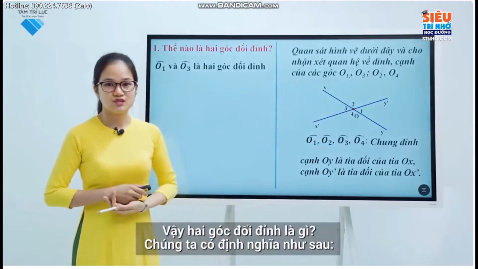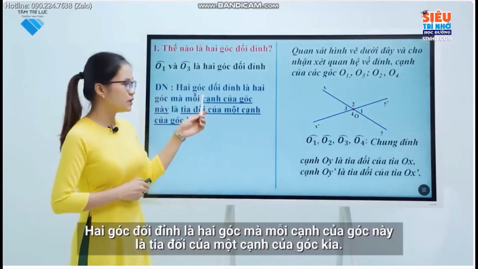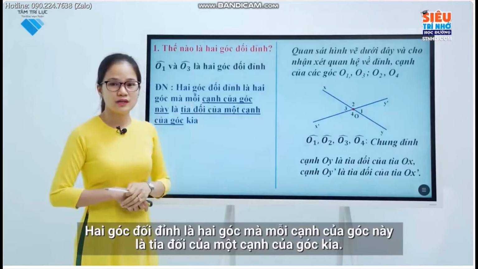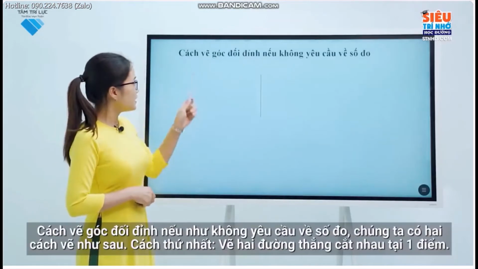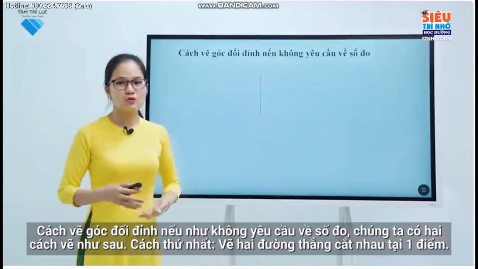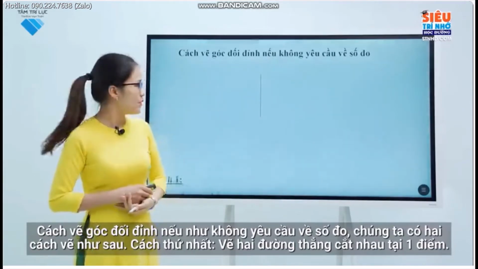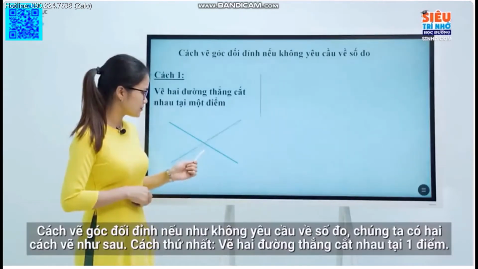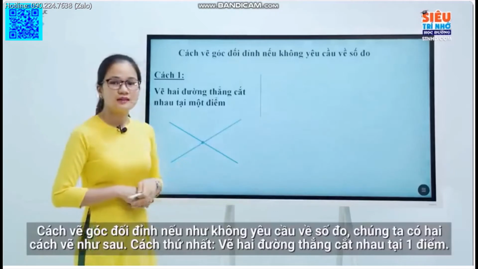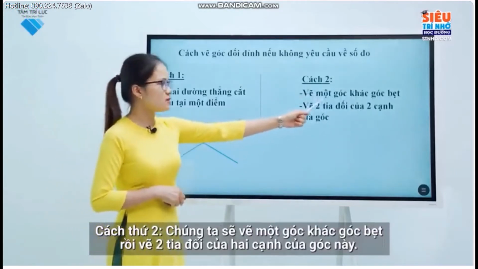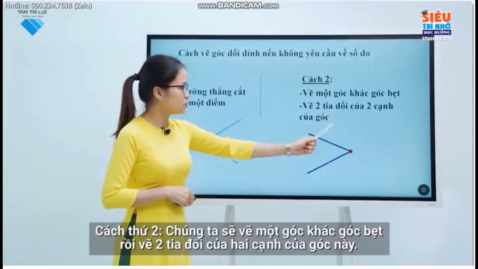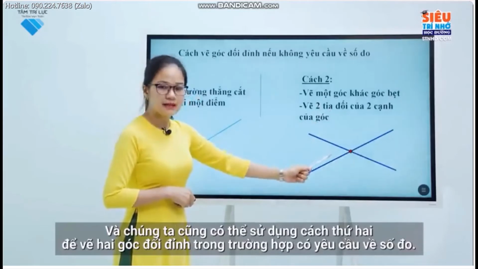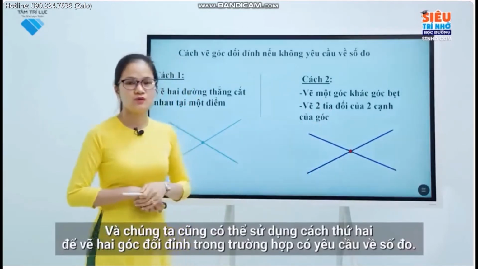So, what are vertical angles? The definition is, vertical angles are two angles that each edge of one is the opposite ray of one edge of the other. There are two ways to make vertical angles regardless of measurement. The first one, draw two lines that meet or cross at one point. The second way, draw an angle, except a straight angle, and then draw the opposite ray of two edges. We use this method when we need to make vertical angles with exact measurement.